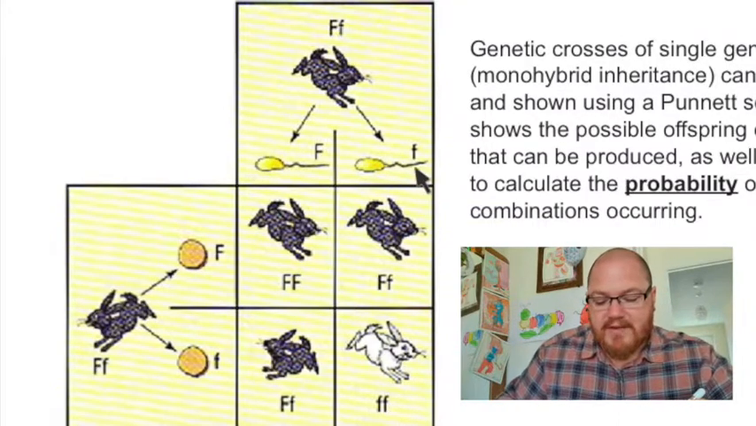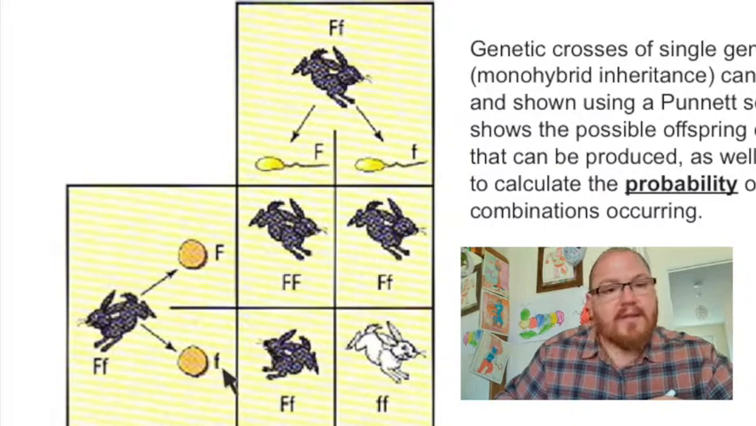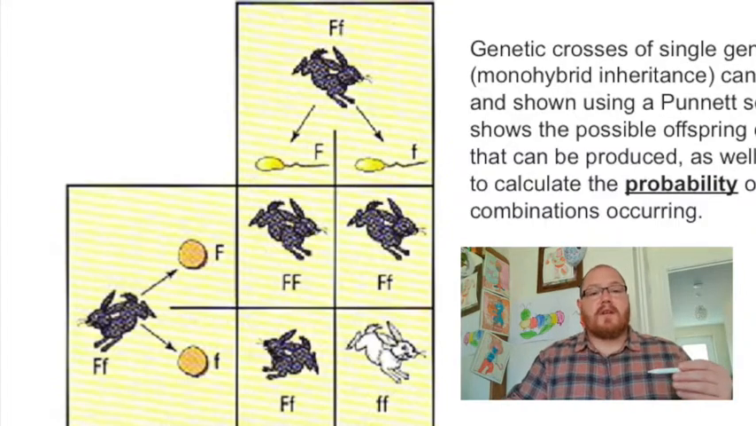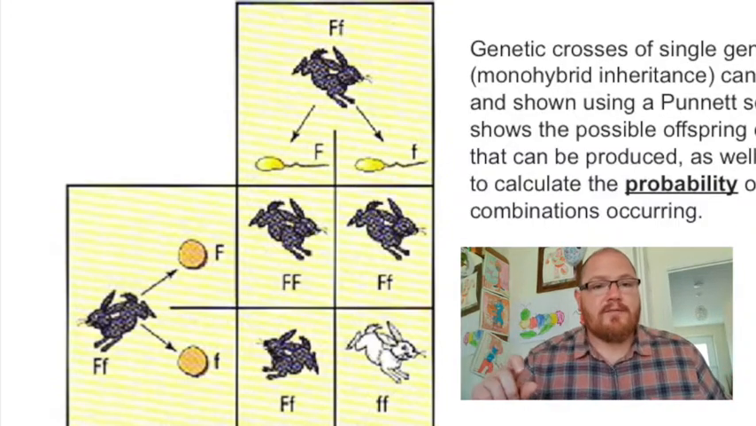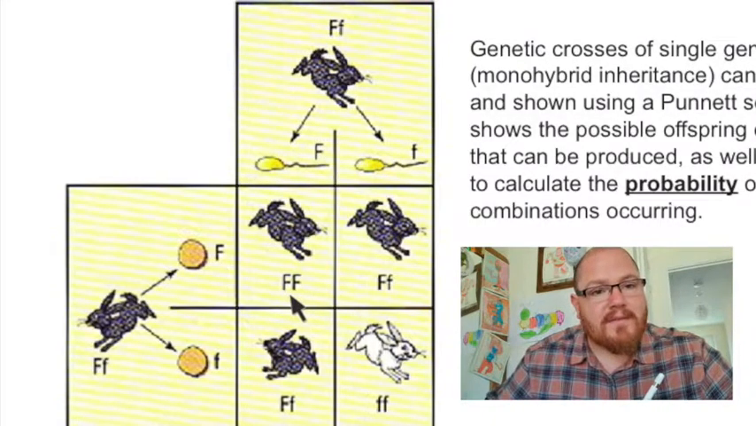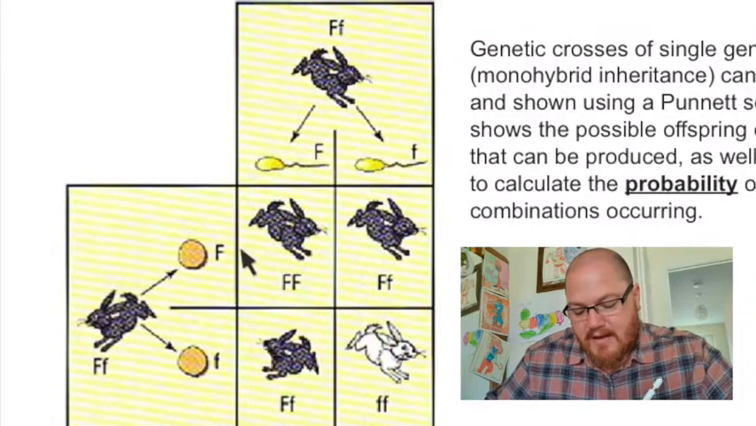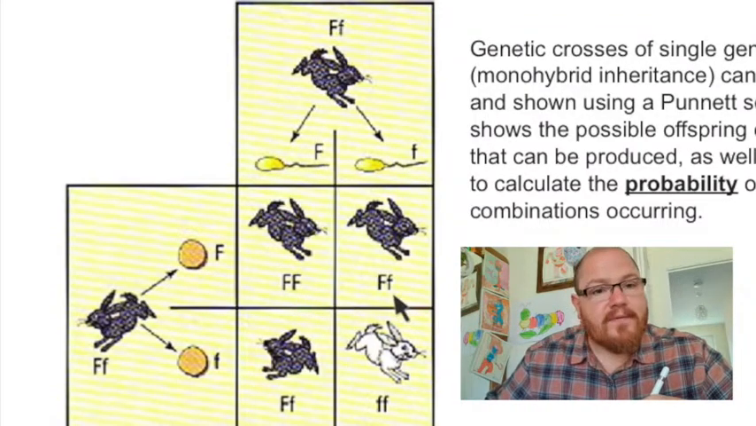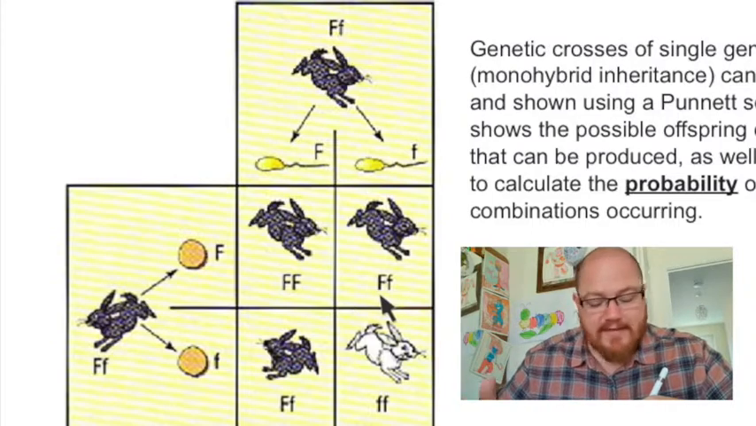Why is that? Because they both carry the small, or recessive, gene. So when we cross these now, capital F is going to give us 2 capital Fs. That's homozygous because they're the same, dominant. Then you're going to have capital F, little f. That's heterozygous because they're different letters.